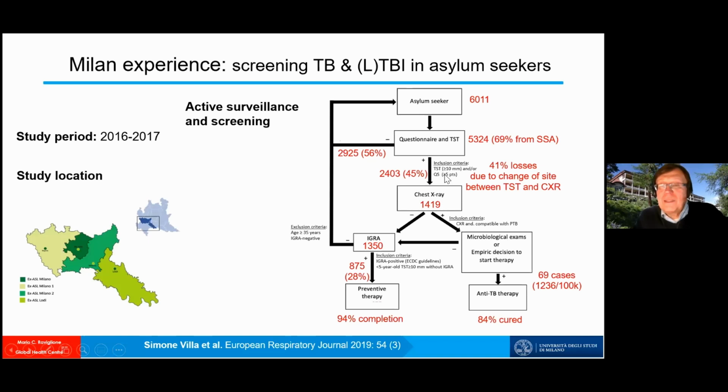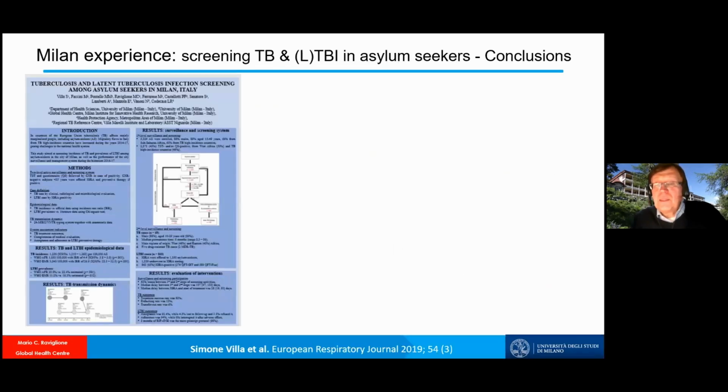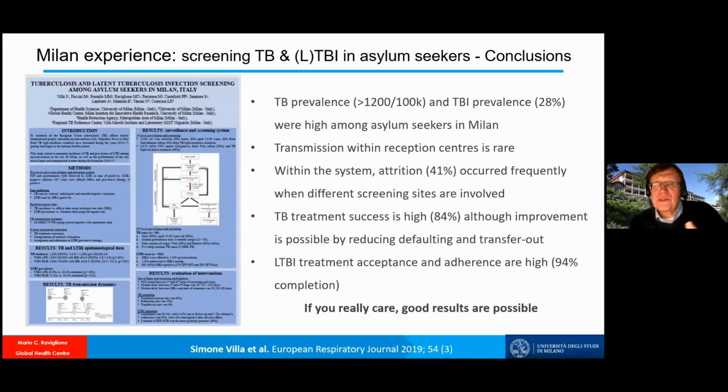Those who were negative at chest X-ray, but having latent infection or suspected latent infection, underwent IGRA. That is the number, and you see that there was a completion rate of 94%. So the conclusions of the study are listed here. TB prevalence and disease, both of them were pretty high among asylum seekers in Milan.